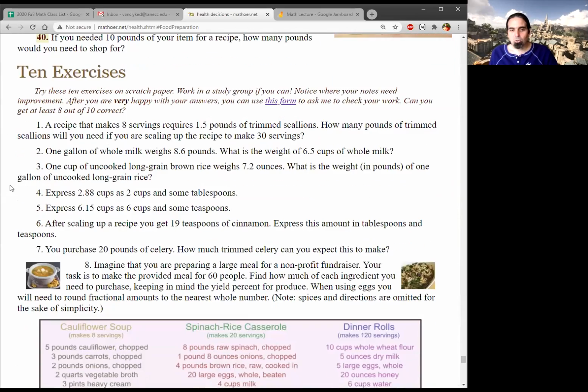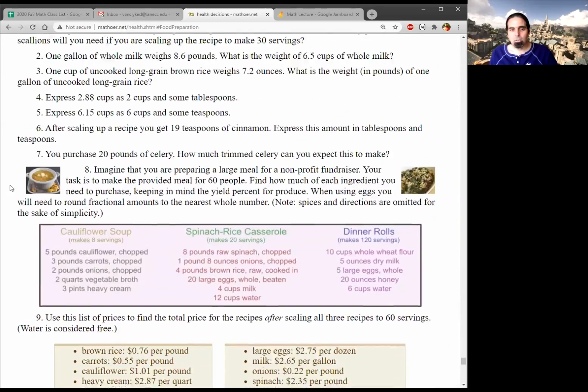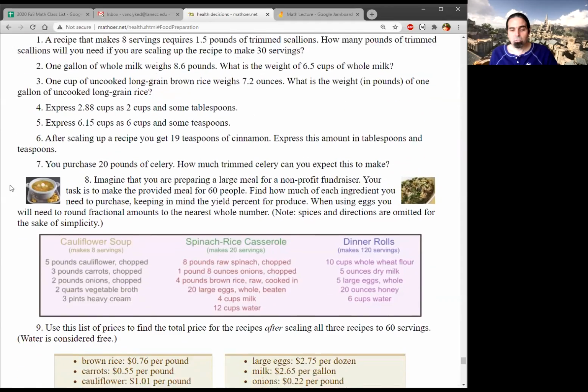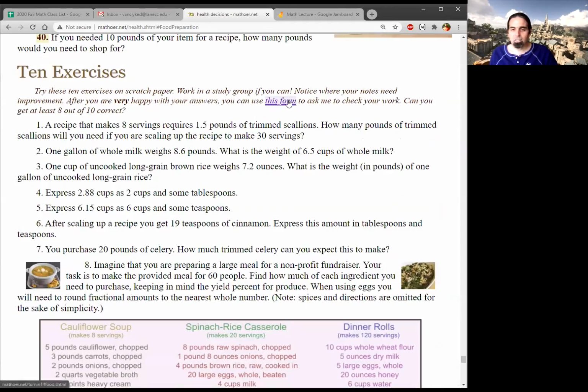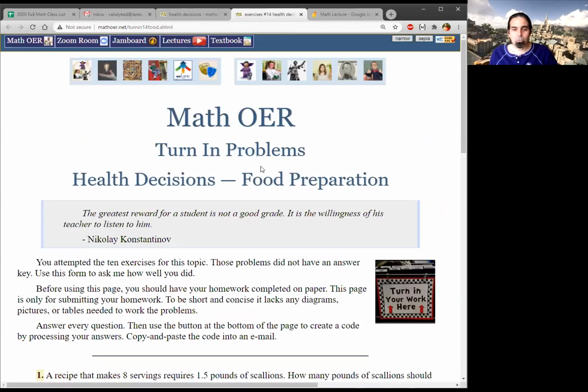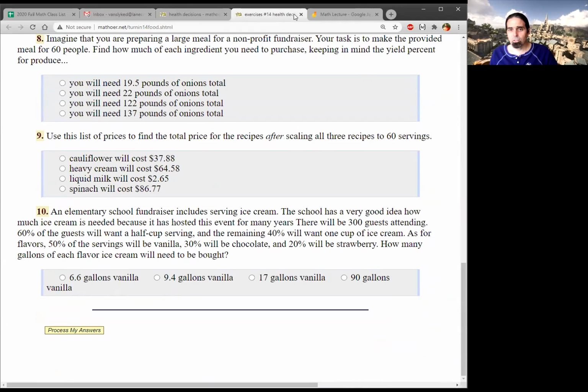Okay, so now we have 10 more problems for the food preparation section. As always, work on them without peeking at the multiple choice answers first, and then when you're done, you can turn them in by using the link, and at the end you get a code.